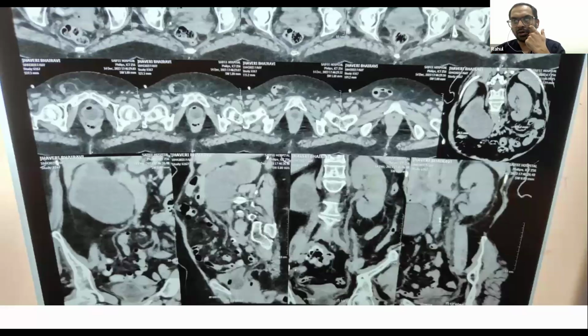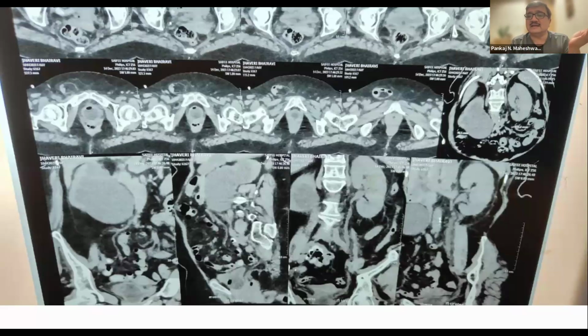Sir, right side non-functioning kidney with left side obstructive. Don't use the word non-functioning. You say poorly functioning kidney. We have not documented non-functioning yet. So probably to begin with, it was a solitary functioning kidney with a right side poorly functioning kidney, and that has got blocked with the papilla.